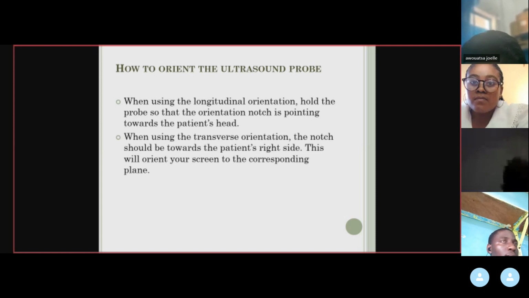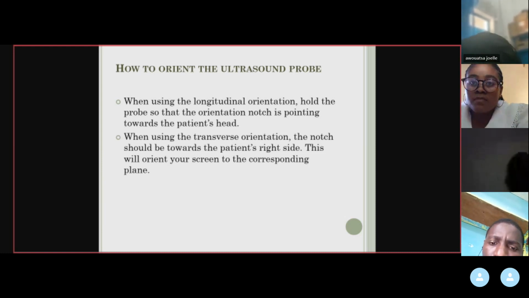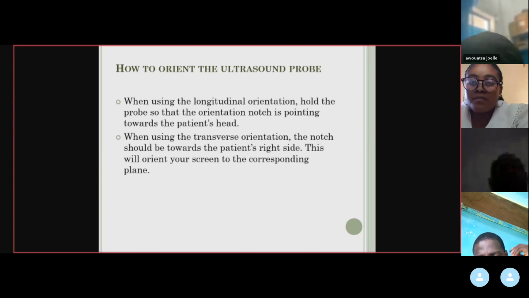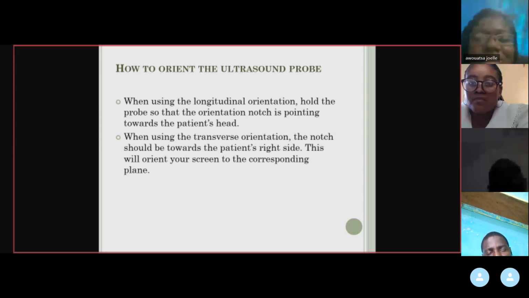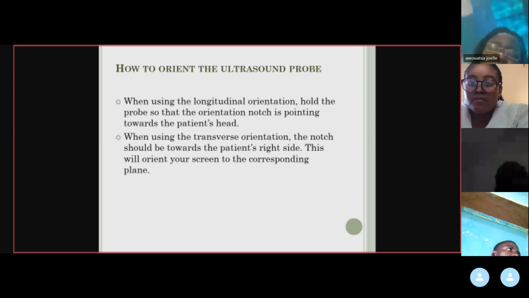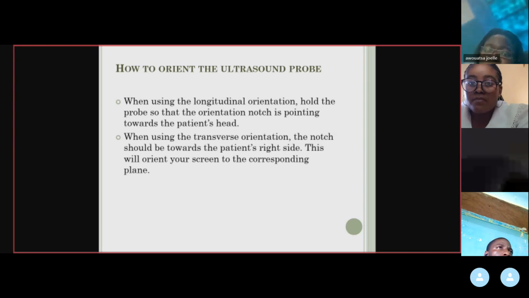And if you rotate the probe to transverse, the notch will be directed towards the patient's right side. So we'll get the image on the screen, and the patient's right side will be seen on the screen as the marker. If you keep the marker on the left side of the patient, the image will turn. So always remember to position that transducer properly.